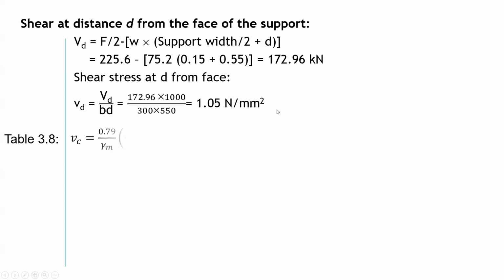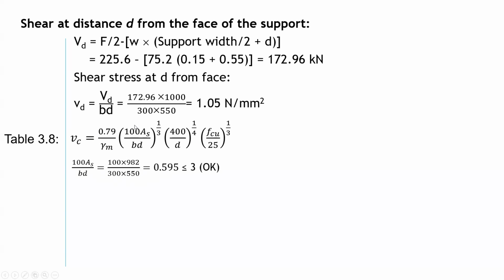So now let's get the vc. vc we will get from this equation, which we explained in the previous video about shear. And in this equation, we have to calculate this 100 As over bd, and 400 over d. Let's do that. The first part here, we can see it is 0.595. And As here is the area of the tension steel reinforcement at the critical section when we calculate shear.